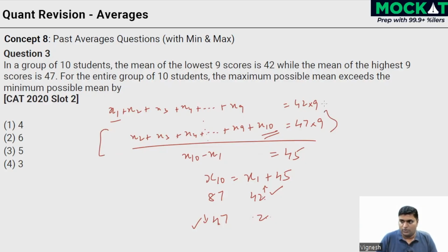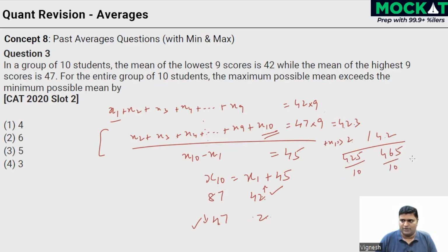What is 47 into 9 coming to? 9 fours are 36, 7 nines are 63. It is coming to 423. To this 423, who's missing here? x1 is missing. What are the possible values of x1? x1 can be 2 or 42. 423 plus 2 is 425, or 423 plus 42 is 465. These are the two different possible totals I can have, the two extremes.